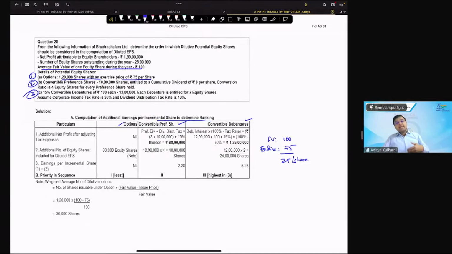You can make it limitless. You cannot put an end to it for the shares against which you are going to get money in cash. So my potential shares are that free element which I am giving. Are you able to understand? Yes, sir. So 1,20,000 is the number of shares into 25 by 100. Are we able to understand? So that is equal to 30,000 shares. Okay?